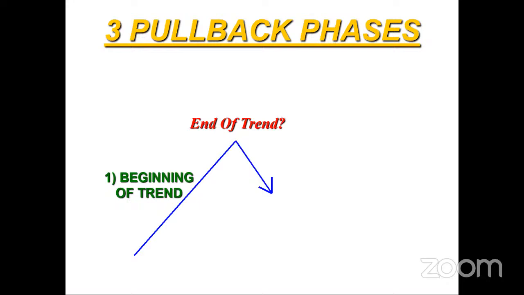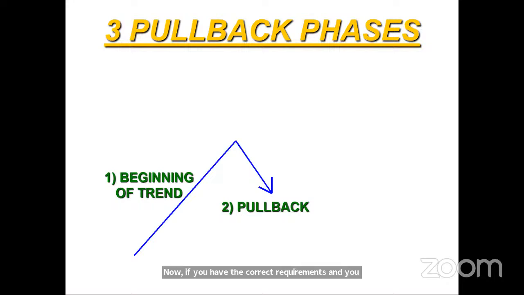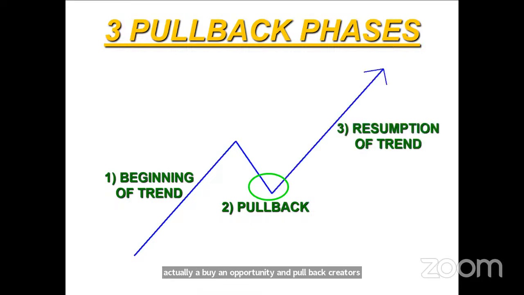And perhaps if you're a more experienced or aggressive trader, you'll even short whatever you've been trading that's been going up. But the trouble is, oftentimes it can be the end of a trend, but many times it's also just a pullback. If you have the correct requirements and know how to study the markets, you'll realize this is actually a buying opportunity. Pullback traders like to buy around these lower levels because they know that once the pullback is over, phase three begins and the trend resumes in the original direction.